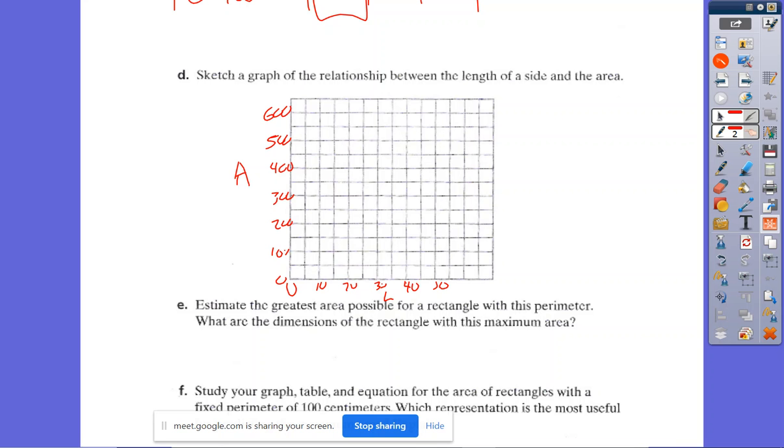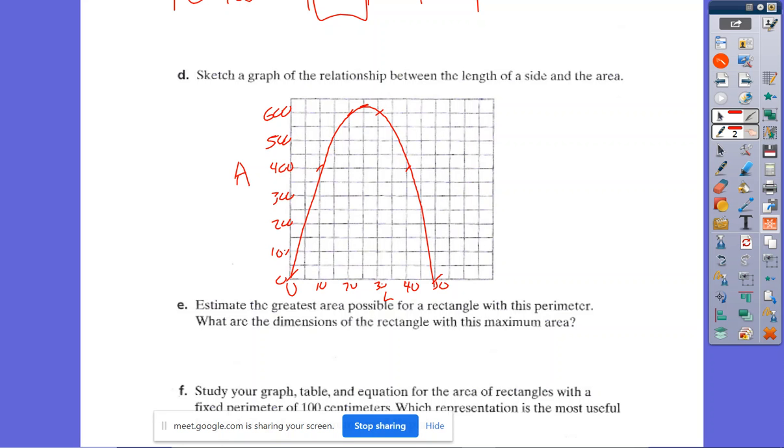And I have a vertex of 25, 625 right here, which means I have that point here. 10, and I believe I had 400, which meant 10 and 400. Then 40 and 400. And then, of course, 0, 0, and 50, 0. And look at that parabola. It's a thing of beauty.